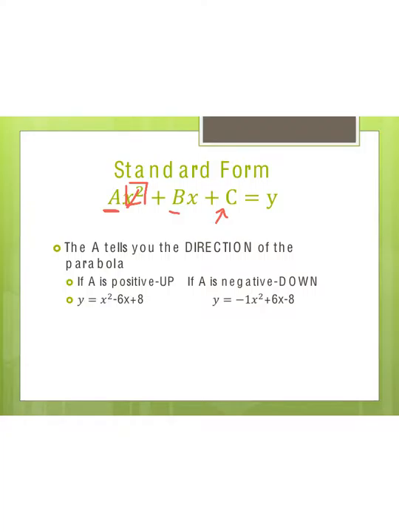The a tells you the direction. A, in this case, is 1, and since it's positive, we're going to have an upward facing parabola. This particular a is -1, and since it's negative, it's going to be a downward facing parabola.